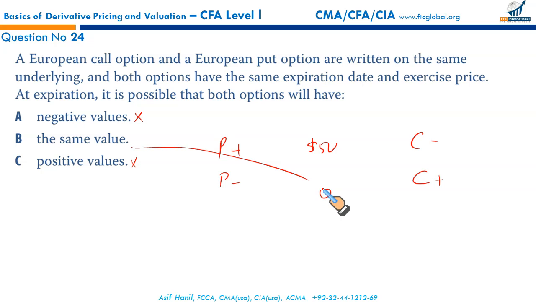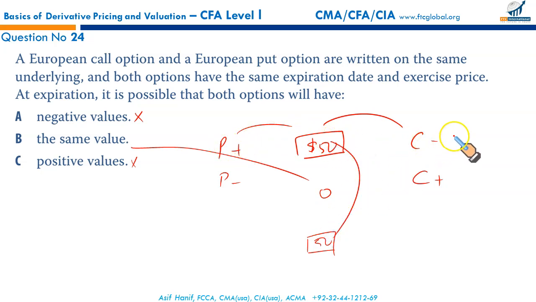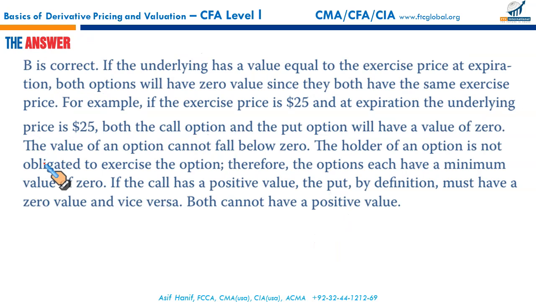In that case, if the exercise price is 50 for the put and call, the underlying also has a market price of 50. So if the price of the underlying is the same as the exercise price of the put and call, then the put and call will be at the money, which means 0-0. In both cases the options are not worth exercising because the underlying has the same price as the strike price of the option, so they will have 0 value, which is the same value. So that makes B the correct option.